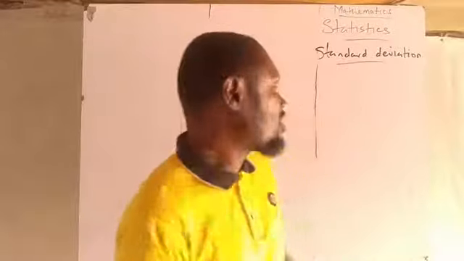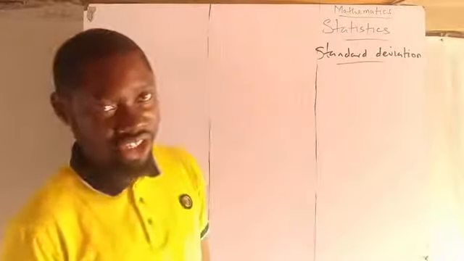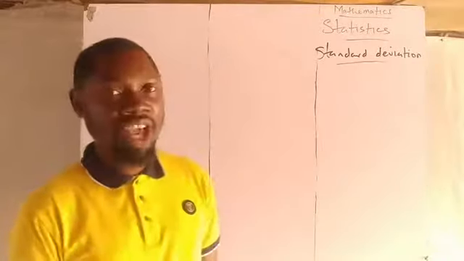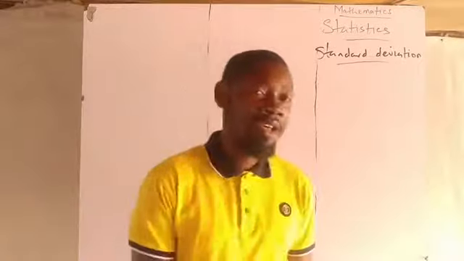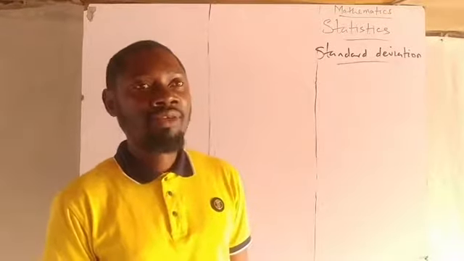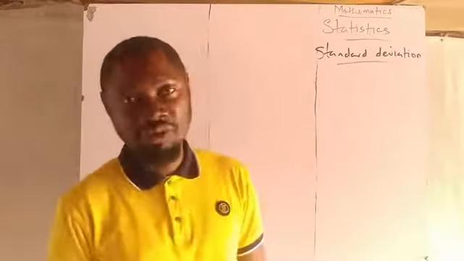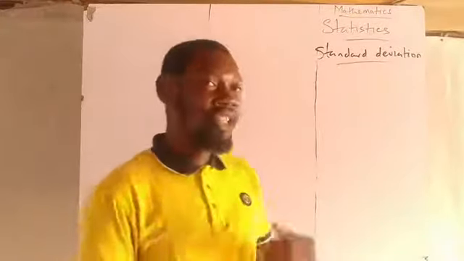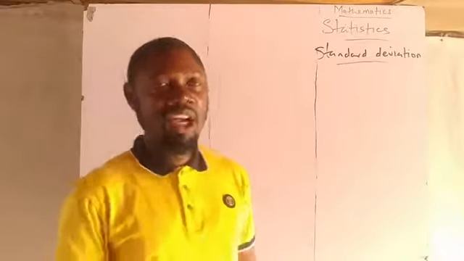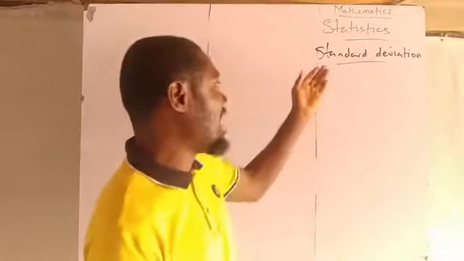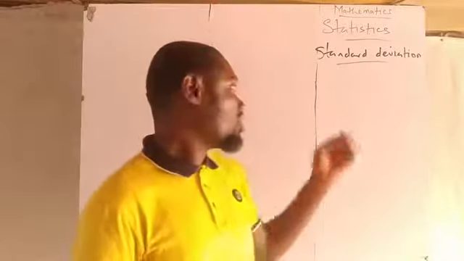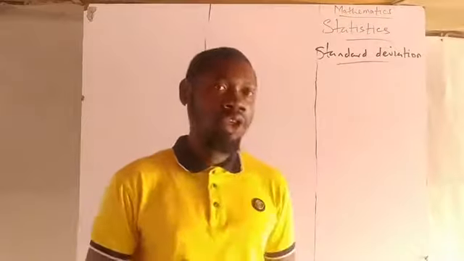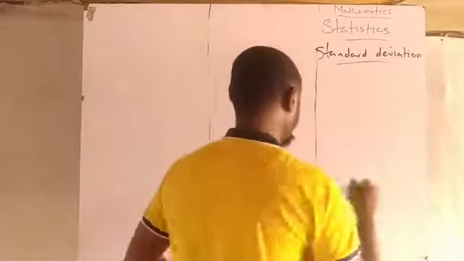Great scholars, let us consider standard deviation today. Standard deviation is also known as the root mean squared deviation, because it is from the variance that you get your standard deviation. So it is also known as the root of the variance, or the root mean squared deviation.